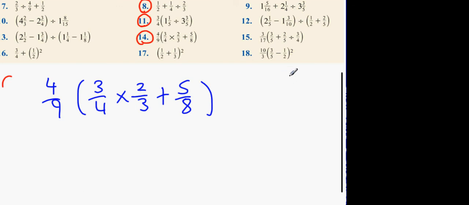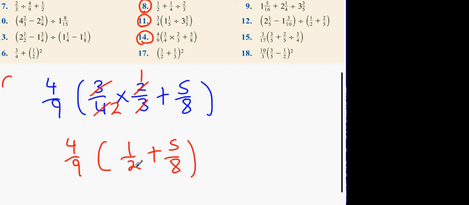Okay, within the brackets, multiplication comes before addition. So you're going to multiply 3/4 by 2/3. Now, 3/4 multiplied by 2/3 will be 6 over 12, which is a half. So just look at the board. 3 cancels with 3. 2 divides into 2 once and into 4 twice. So we're going to have 4/9 and a half plus 5/8.